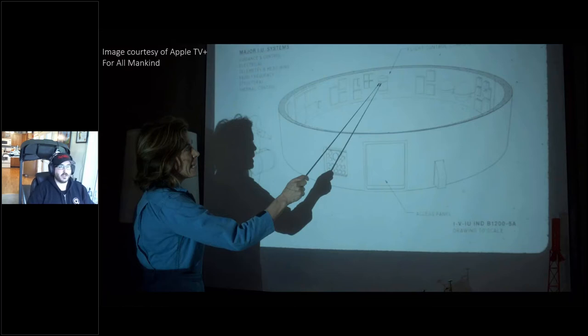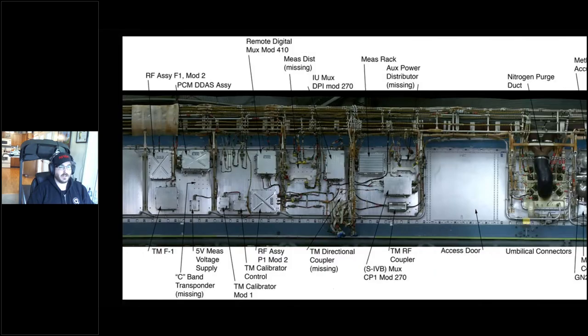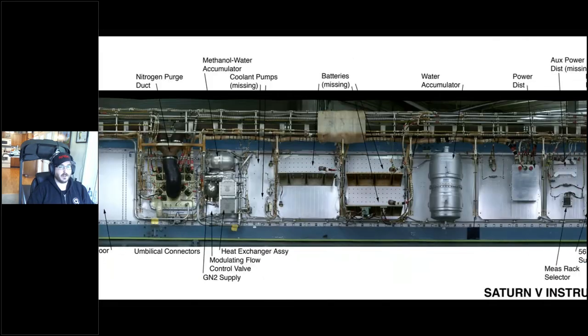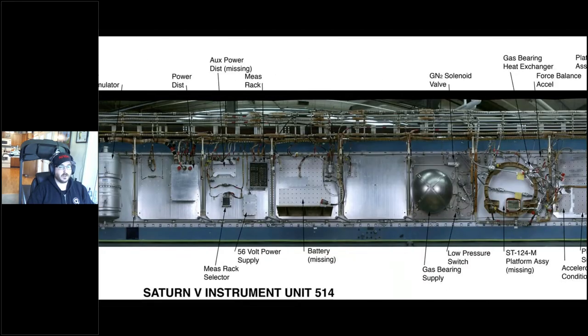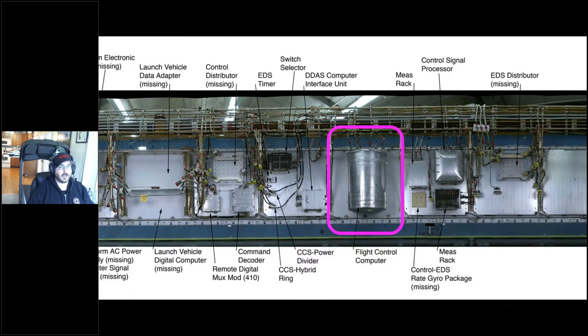Just real quick to show the complexity of the instrument ring, this next shot is if you were to unwrap it into one long line, you could see all the wiring and support equipment and umbilicals and all the stuff that goes into running the Saturn V. And the thing we care about is right there. That is the flight computer. And it's what we're going to be swapping out.